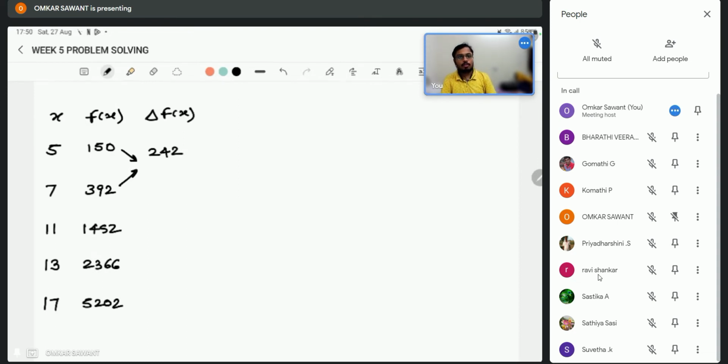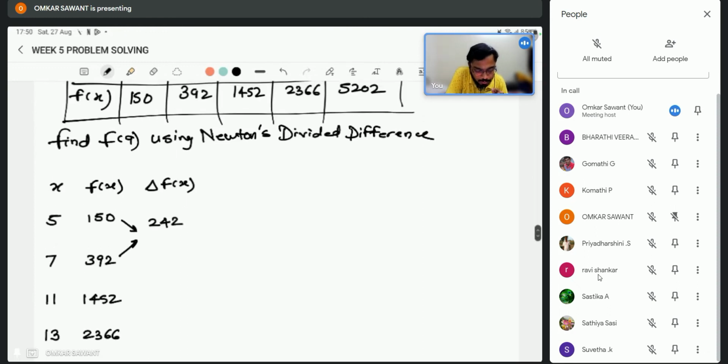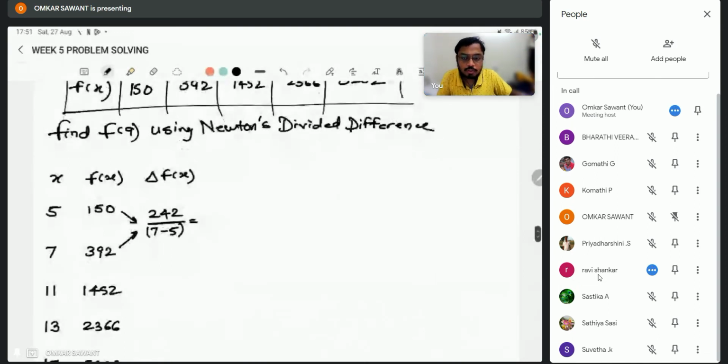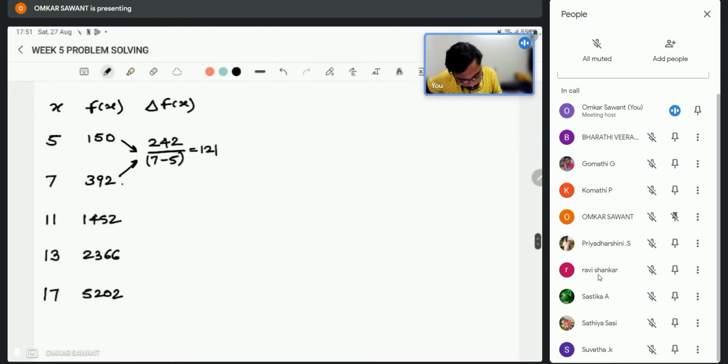Now, what will be the different thing in divided differences? We will divide this difference by the difference of the respective x values, so 7 minus 5. So what will be the value of delta f of x? 121. Did you understand this? This is the only difference. Similarly, calculate for these two values.